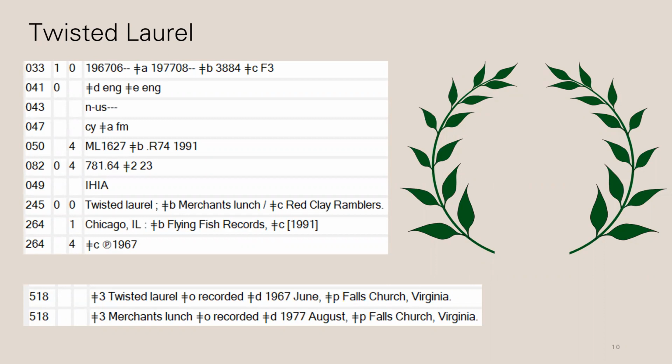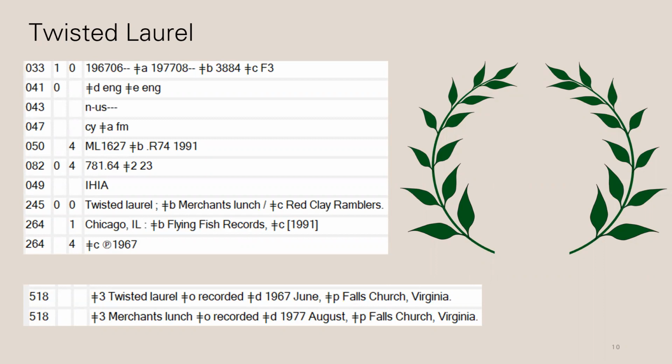The second indicator 0 is for the capture date, or information about the recording of sound, the filming of images, or the production or creation of an item. Subfield B 3884 is the Library of Congress Geographic Classification Area Code for Virginia. Subfield C F3 is the Library of Congress Geographic Classification Sub-Area Code for Falls Church.